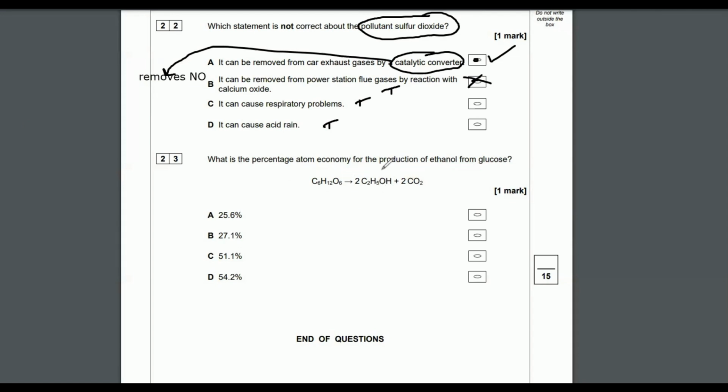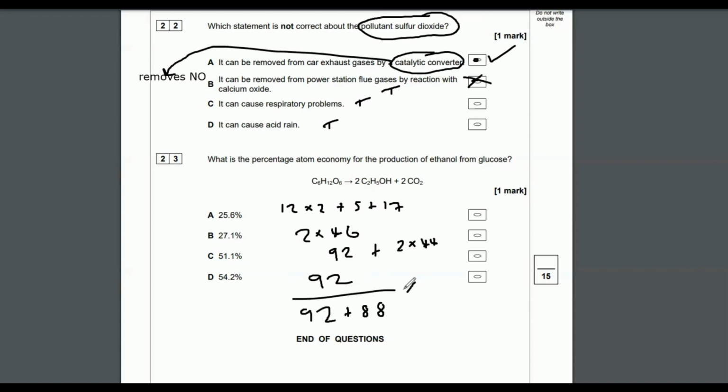Right, what is the percentage atom economy for the production of ethanol from glucose? So this is the final question, and all I've got to do here is do 2C2H5OH, 2 molecules of ethanol, over the total product, so over 2C2H5OH plus 2CO2. So I want to work out what the Mr of glucose is. 46 times 2 is 92 because we've got 2 ethanol. So I'm going to do 92 over 2 ethanol plus 2 carbon dioxides, which is 92 plus 88, which is 180. So 92 over 180 times 100 is just over 50%. It's going to be 51.1%, roughly speaking.